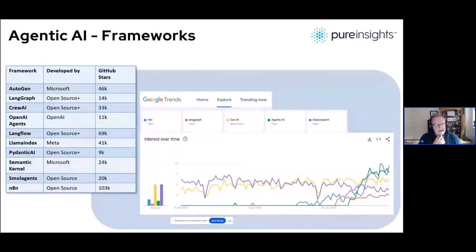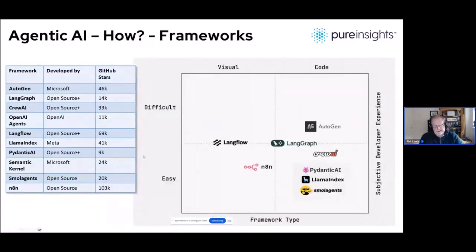And there's another lens that we can look at these agentic AI systems through, and that is through whether they are easy or difficult to use, and also whether they are visual or code-based. Okay, so an easy tool would be something like N8N, and N8N is also visual. Whereas some of these other tools, like Autogen from Microsoft, is predominantly code-based, and it's relatively difficult to use.